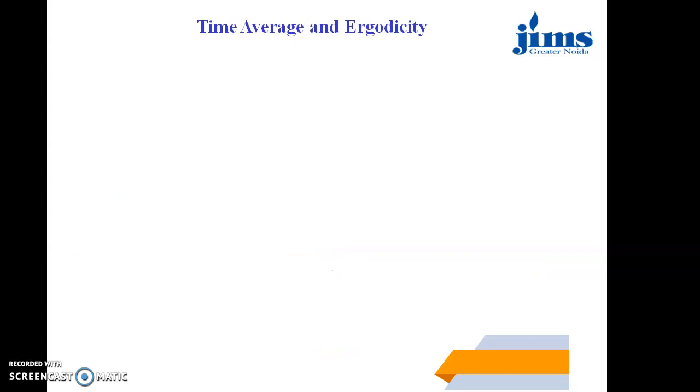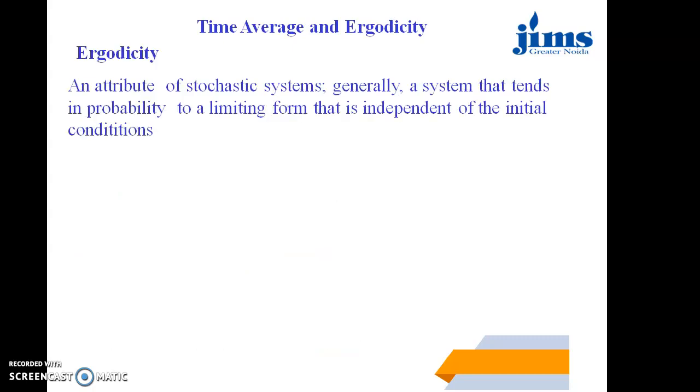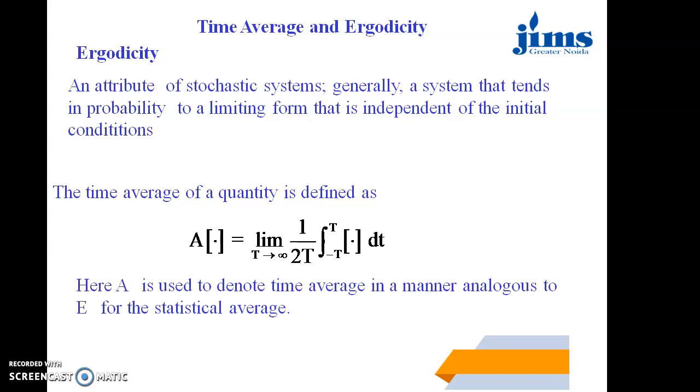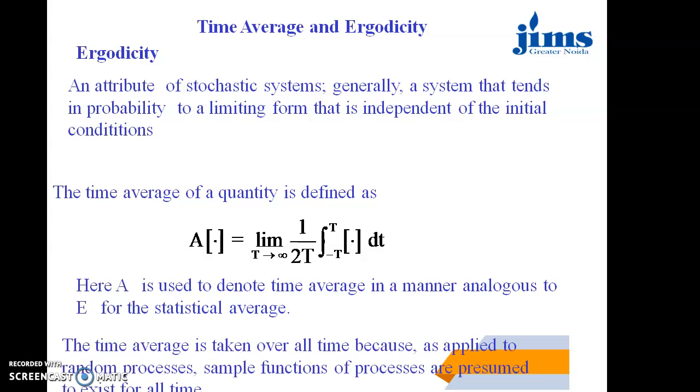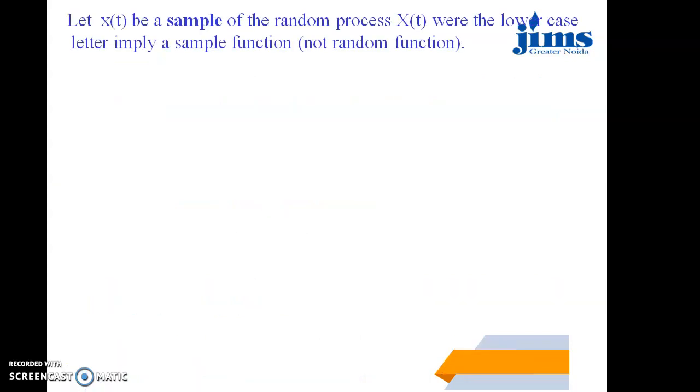Now the time average or ergodicity. Ergodicity means the time average is equal to the ensemble averages, and the time average is given as the limit T tends to infinity of 1 upon 2T, integral from minus T to T of the function dt. The time average is taken over all time, because as applied to random processes, sample functions of processes are presumed to exist for all times. So these are defined for all times.